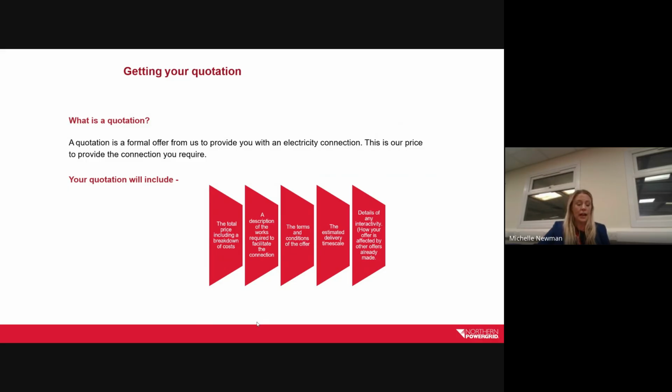And the quotation will be split up, and it'll include the total price, including a breakdown of all of the costs, a description of the works required to facilitate the connection, the terms and conditions of our offer, the estimated delivery timescale, and I do stress at this stage it would only be estimated, and the details of any interactivity, so how your offer may be affected by other offers that we've already made and may be waiting for responses on.